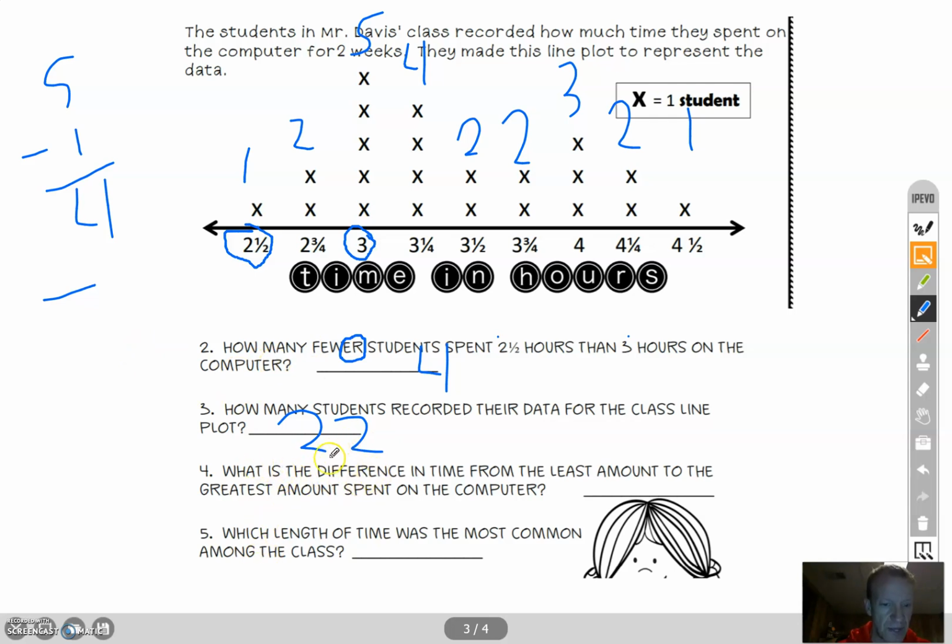Let's look at the next one. We have a keyword here: difference. What does difference mean?